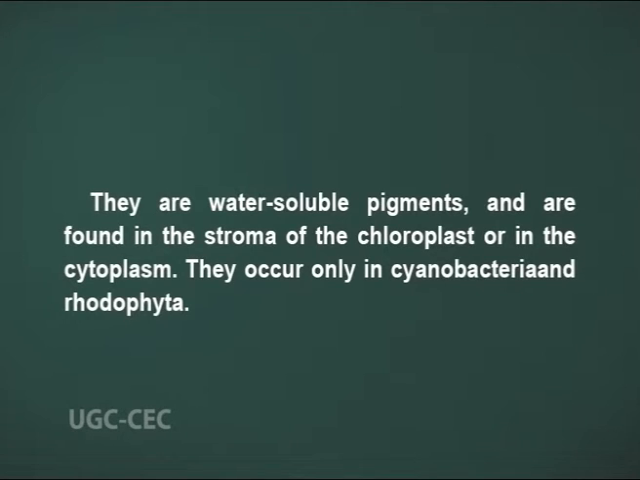Next, let us learn about phycobilins. Various species of algae and photosynthetic bacteria have other kinds of photosynthetic pigments not found in plants, which are known as phycobilins. They are water-soluble pigments and are found in the stroma of the chloroplast or in the cytoplasm. They occur only in cyanobacteria and rhodophyta.